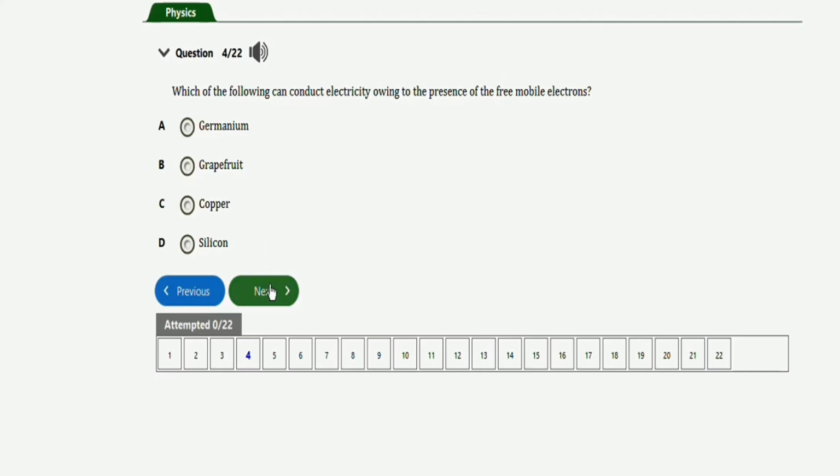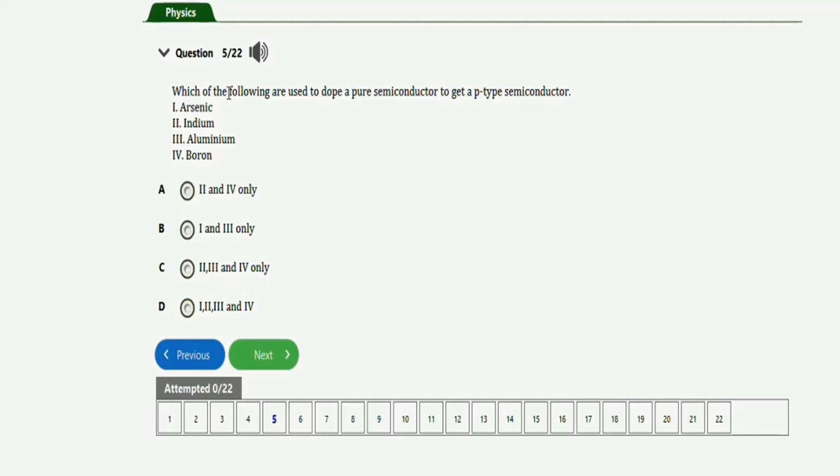Next question will be this one. It says which of the following are used to dope a pure semiconductor to get a p-type semiconductor? We have this list: arsenic, indium, aluminium, boron. So the right option will be the one that has indium, aluminium, and boron, which is option C. Alright, II, III, and IV only.